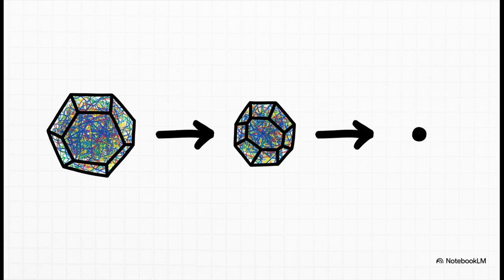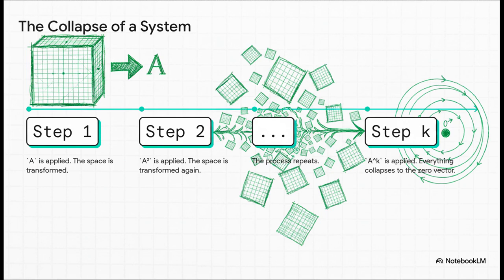It all vanishes. You could almost picture it, right? It's like a system that is doomed to collapse. Every time you apply the matrix A, the space gets squeezed and shifted and twisted until finally, after k steps, the entire space has just collapsed into a single point, the origin. It's a transformation that, at the end of the day, annihilates everything it touches.